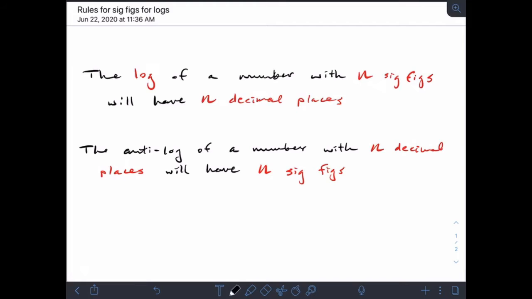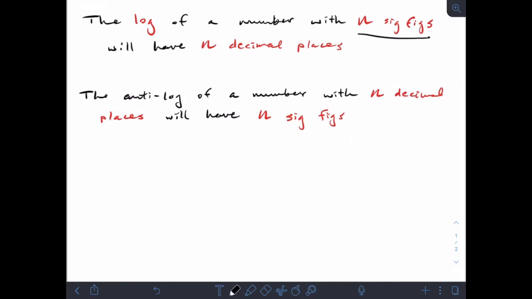So when you take the log of a number with a certain number of sig figs, we'll say n sig figs, the answer will have n decimal places. Whatever the sig figs are in the original number will be the number of decimal places in your answer. When you go the other way, when you take the anti-log of a number, the number of decimal places will tell you the number of sig figs in your answer. The easiest way to go about this explanation is to just do some examples.